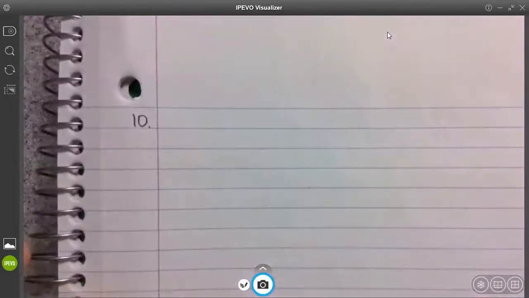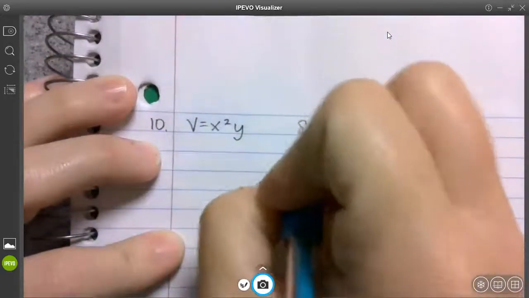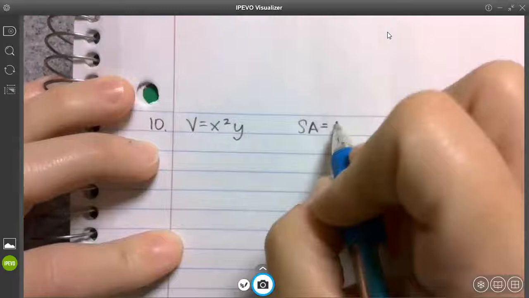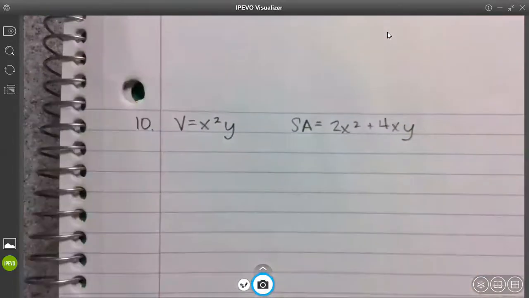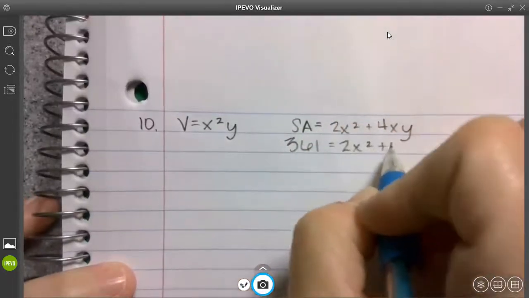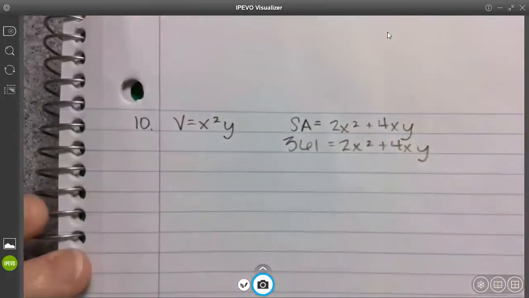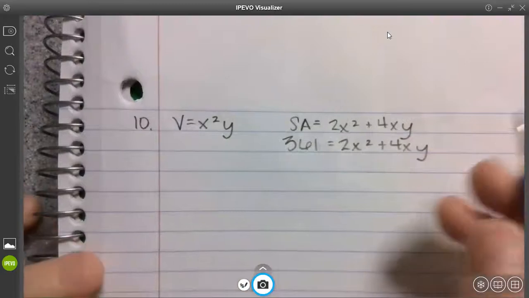Same exact problem. So we have determined the dimensions of a rectangular solid with a square base with a maximum volume if its surface area is 361 square meters. So same exact equations. And then we know that our surface area is 361. We're going to solve this and plug in. So it's this, guys, it's the same thing. So instead of 529, we're going to do that 361.